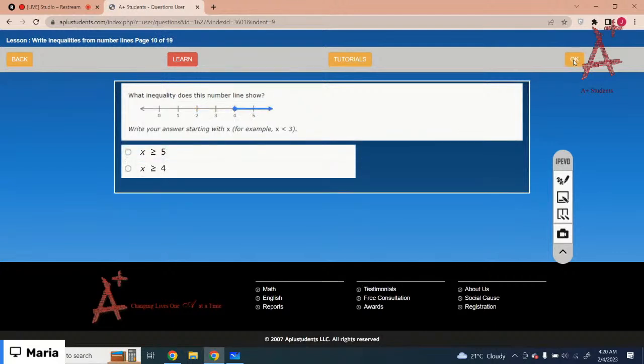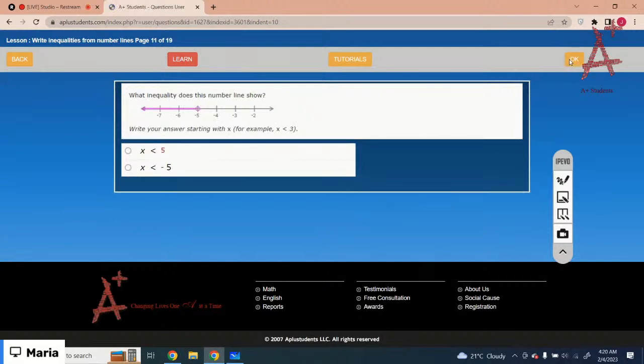Okay, the next one is what inequality does the number line show? Which is the correct option? We have a filled in circle at 4. That means x can be equal to 4. Got it? And the graph is pointing at the right hand side. That means all numbers must be greater than 4. The correct option is x is greater than or equal to 4. Got it?